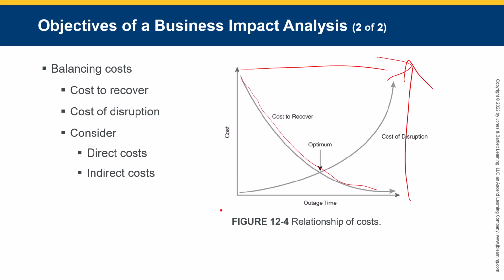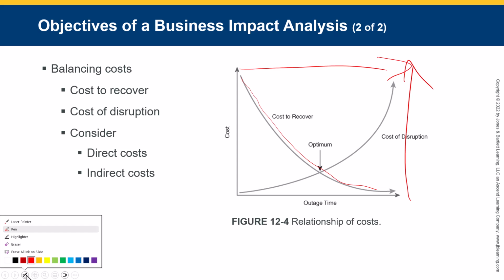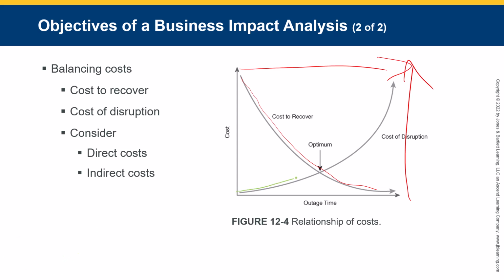As we are going, and the cost of the disruption, actually I'm going to change my colors. The longer it goes, the more expensive it gets. Cost to recover is high when shorter, and then the longer it goes on, it does decrease. So we are looking at this optimum range. Again, all of this is about balance. You need to figure out what are the costs to recovery, cost of disruption, what are the direct and indirect costs for an issue.